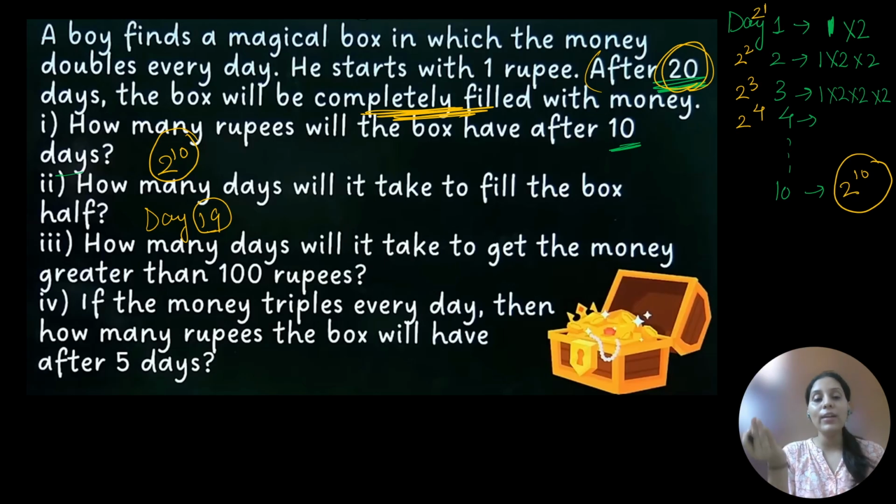The next day, every day it is getting doubled. So on the 20th day, the box was completely filled. So day 19 is the answer.